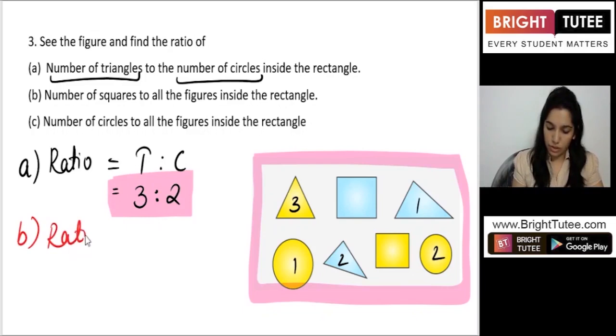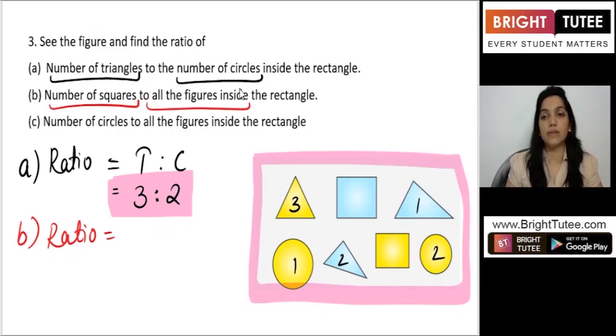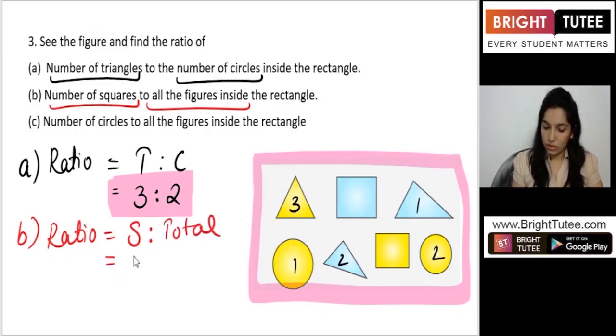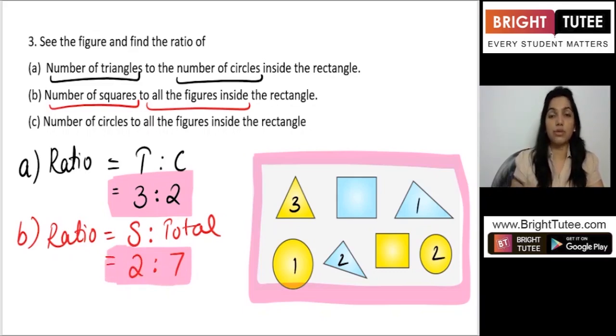Here we need to find the ratio of the number of squares to all the figures that we have inside the rectangle. So what is the number of squares? We can see 2 squares, and let me write S for square, and to that we need to write all the figures. So let me write total. So clearly we have got 2 squares, and we have got 1, 2, 3, 4, 5, 6, 7 total images. It's clear, and because we don't have any common factor between 2 and 7, this is the lowest fraction ratio that we have got.